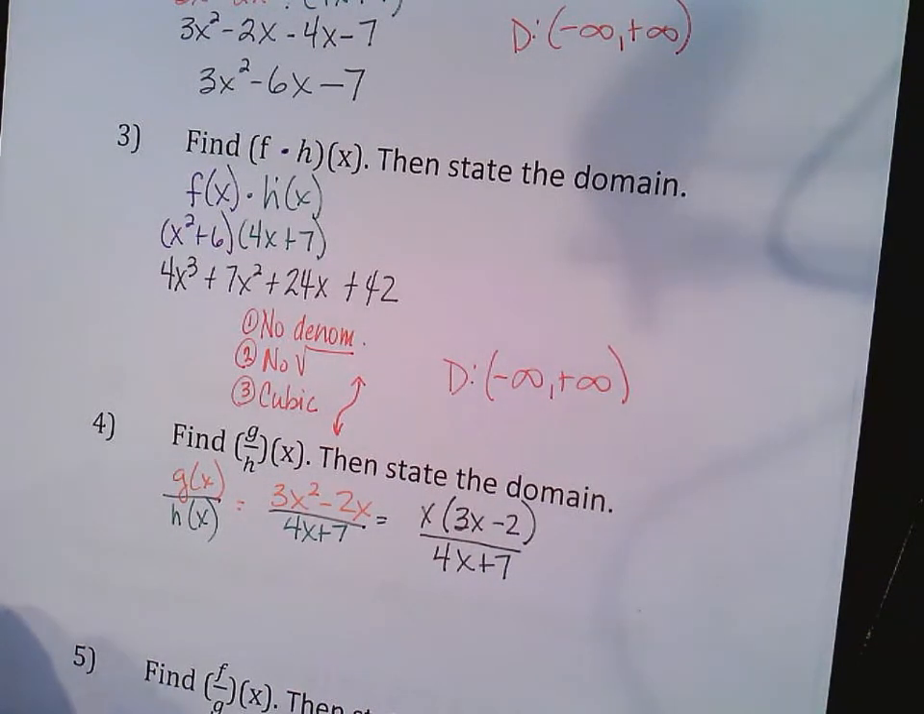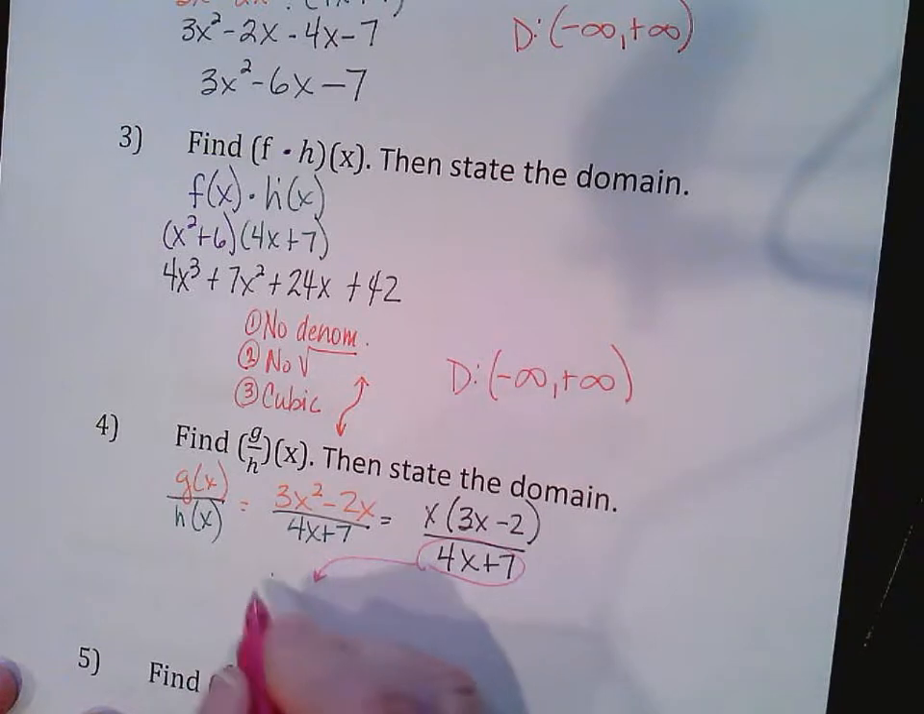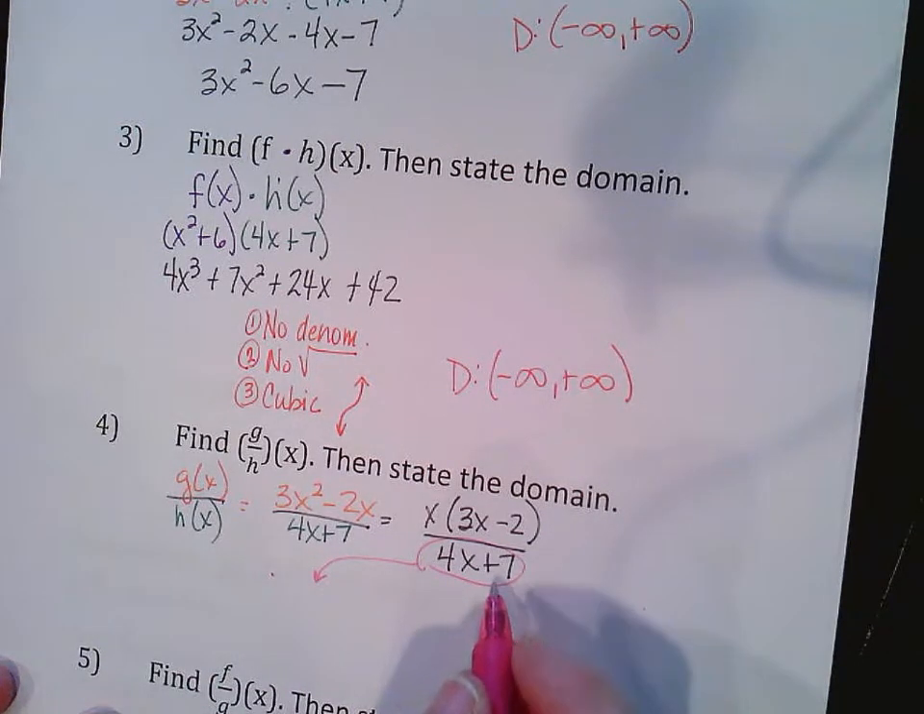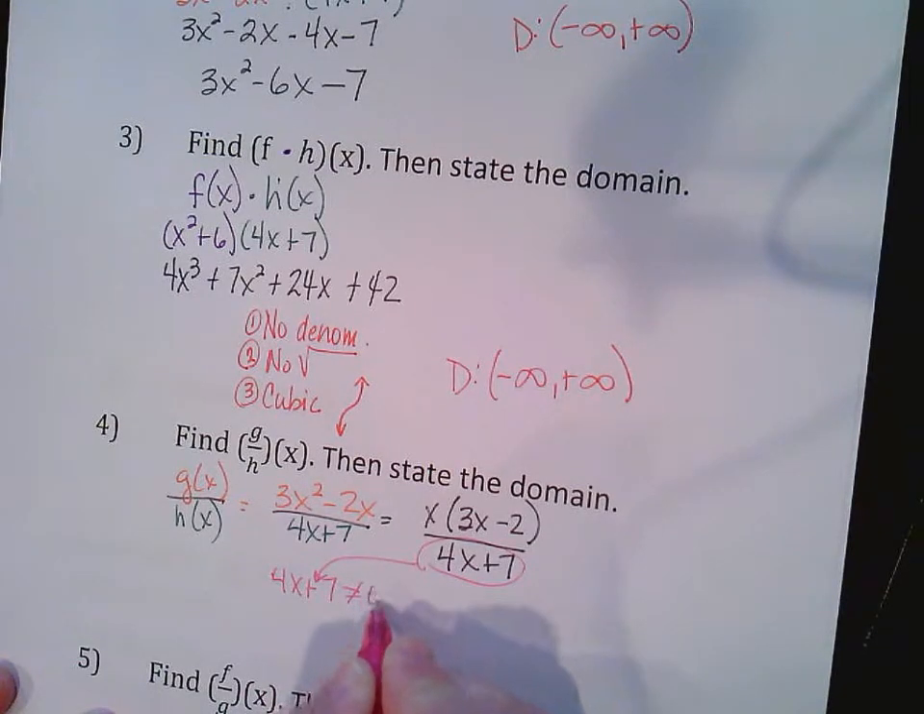Okay, and when I have a denominator, I'm going to have a domain restriction. And so my domain restriction, remember we can never have 0 in the denominator. So that means that 4x plus 7 cannot equal 0. Subtract 7 from both sides, I get 4x equals negative 7. When I divide by 4, I get x cannot equal negative 7/4.